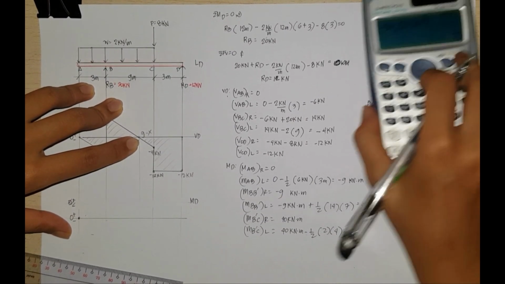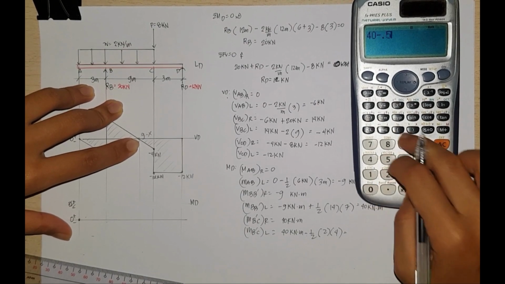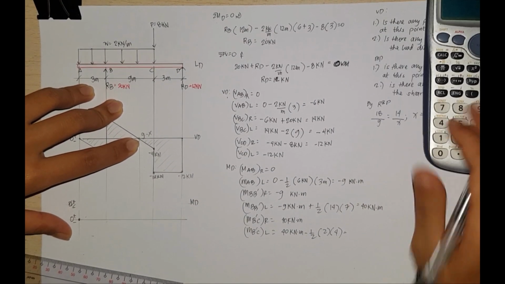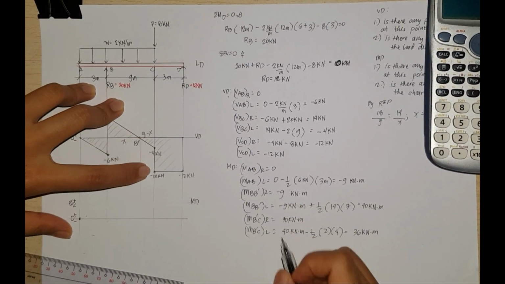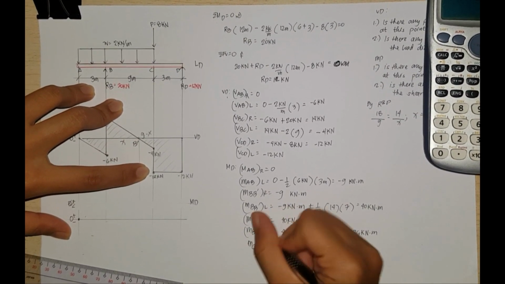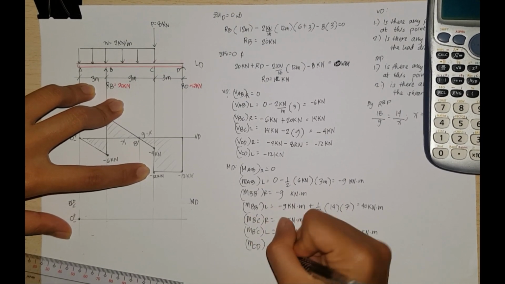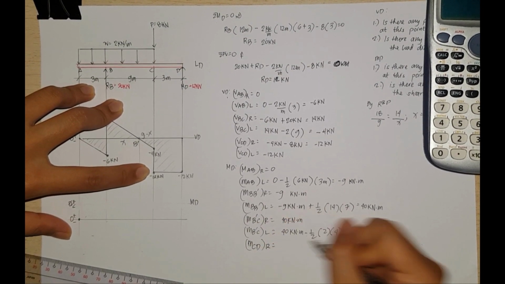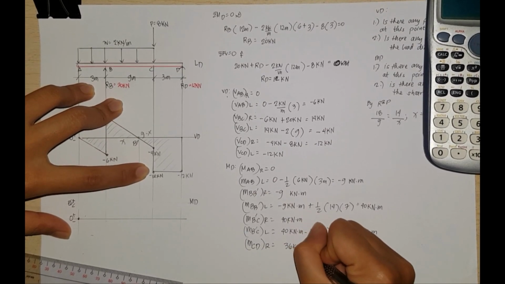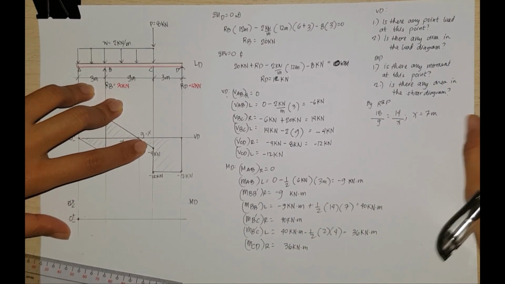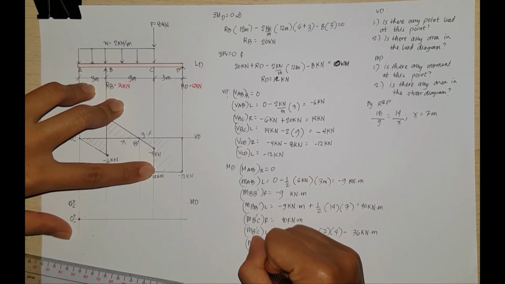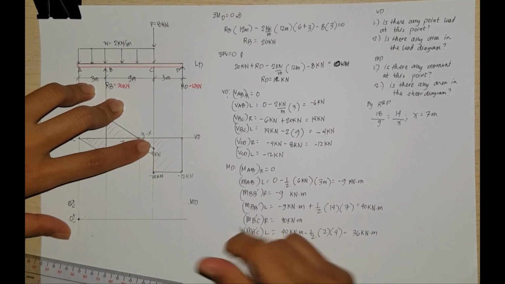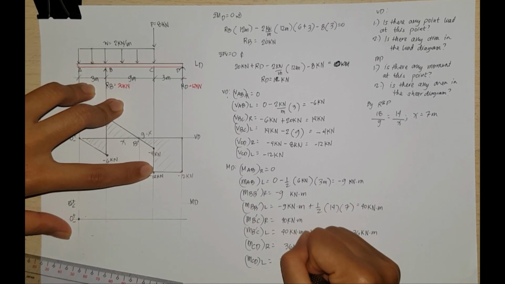So, automatic na yan. So, we have 40 minus 0.5 of 2 times 4. So, we have 36 kilonewton meter. And then, for the last segment, we have CD, right. So, 36 kilonewton meter. Is there any moment at this point? So, we don't have.